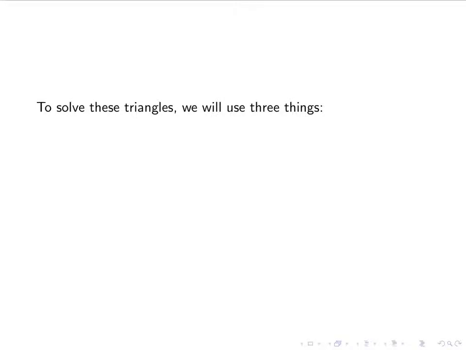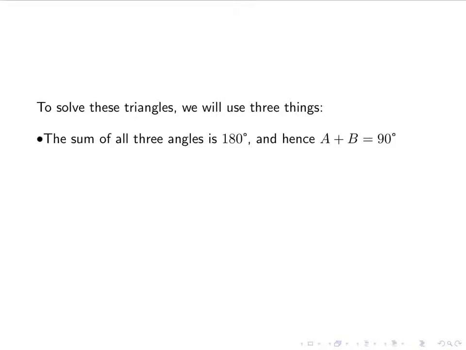To solve these triangles, we're going to use 3 things. The first of which is that the sum of the 3 angles in a triangle is always 180 degrees. Now we know we have a right angle, which means C is 90 degrees, so the other 2 angles, A and B, must also sum to 90. So we're going to use that piece of information. We're also going to use the Pythagorean Theorem. So remember, a squared plus b squared is c squared.